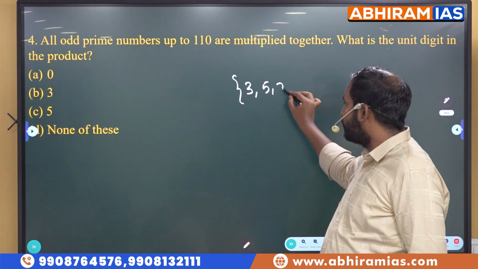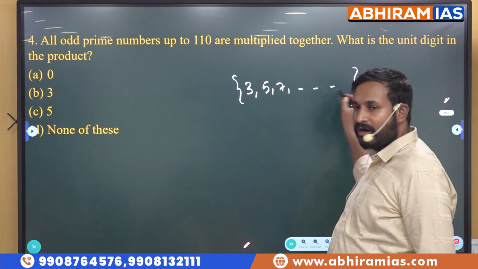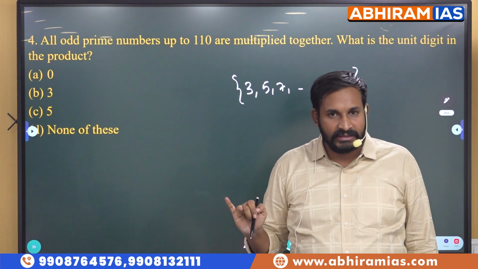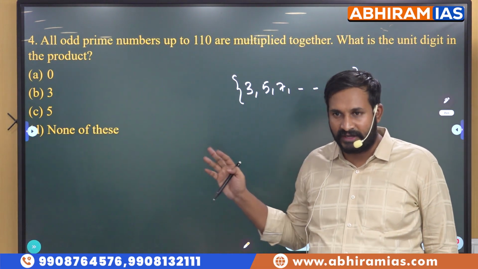3, 5, 7 and so on. All these are odd numbers only, right? That means they end with 1, 3, 7, 9 or 5. Anyway, 5 is also there.